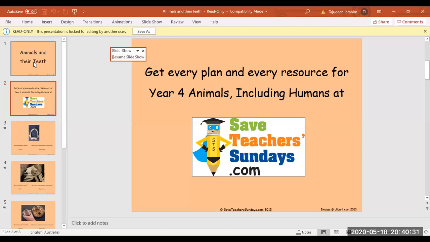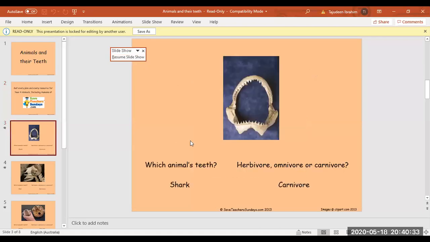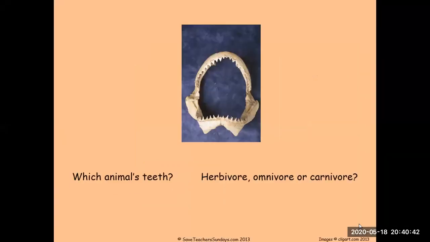Animals and their teeth. From what we have just learned, which animal's teeth is this? Herbivore, omnivore, or carnivore? Get your writing materials, a notepad and a pencil, and just write the answer. Is it herbivore, omnivore, or carnivore?